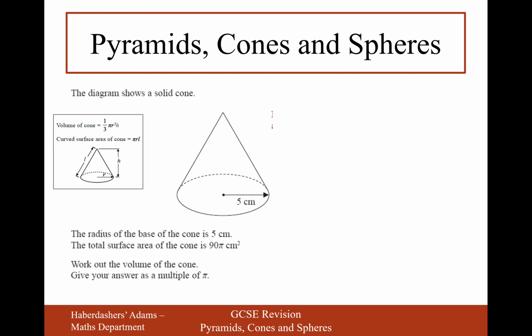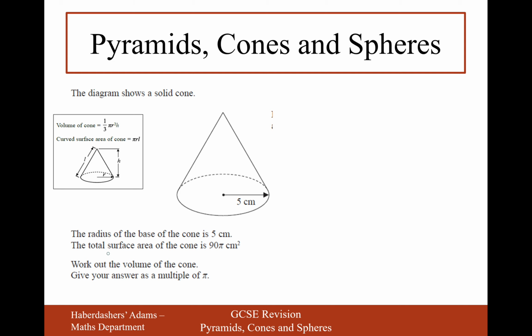Let's move on to the next one. Pause the video and give this one a go. Okay, so in this question here, it says that the radius of the base of the cone is 5 centimeters. The total surface area of the cone is 90 pi centimeters squared. Work out the volume of the cone.